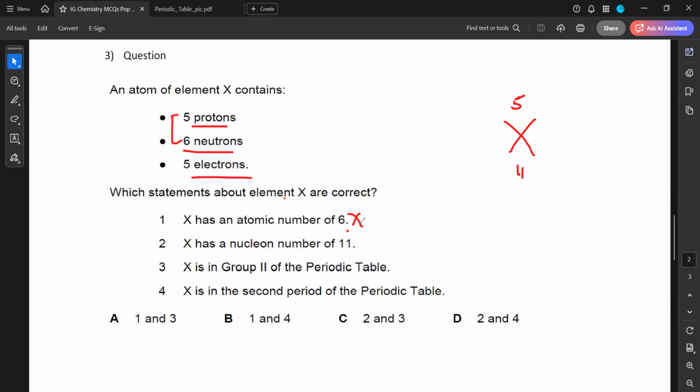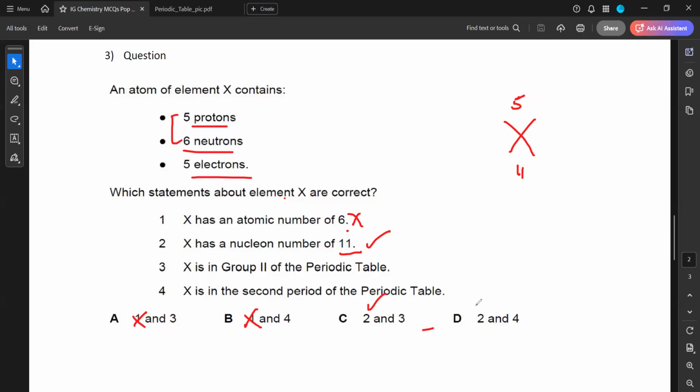That's why any option with 1 is wrong. So A cannot be an answer, B cannot be an answer. So we are left with C or D. X has a nucleon number 11. The nucleon number means when you add protons and neutrons, you get the nucleon number. So that's correct. So any option with 2 is correct. So this is right.